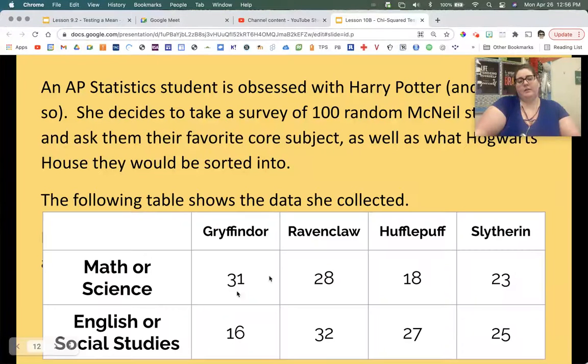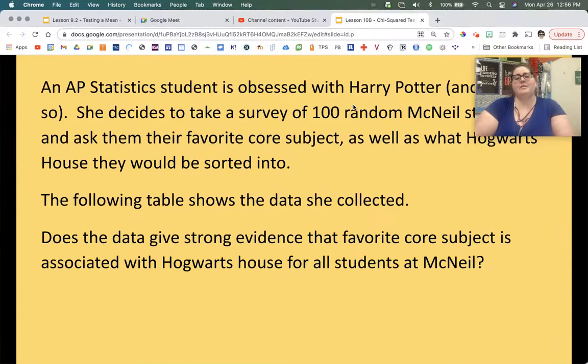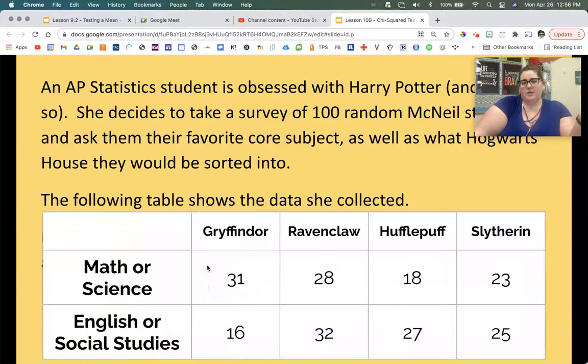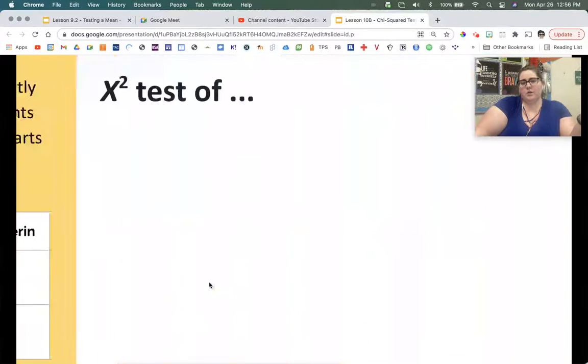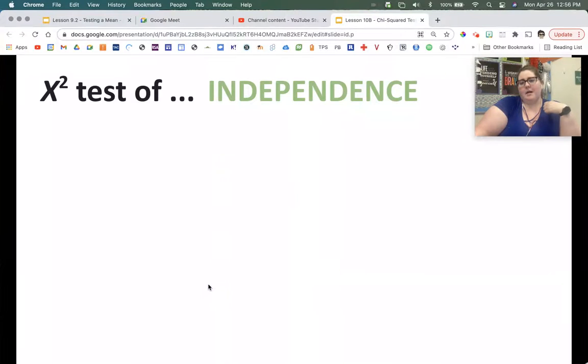So here's our data. Here are clues about what type of test it is. She took a survey and just asked them two different questions. So we really have a sample with multiple variables. And then the question is asking about association. So because of those two clues, we can say that it's a test of independence.